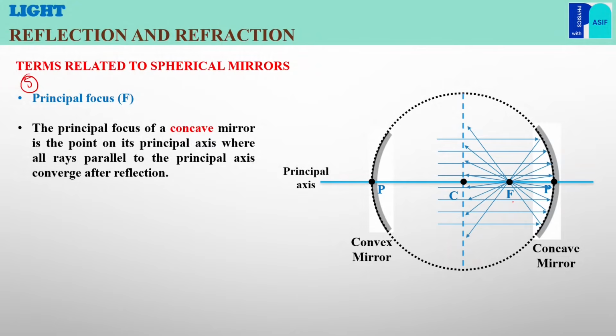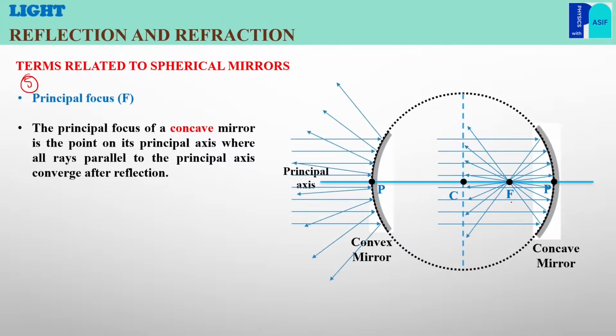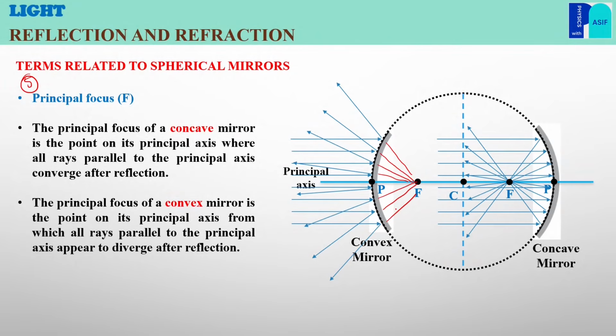Now in the case of a convex mirror, consider the same set of rays parallel to the principal axis. After reflection, they go in different directions, and they appear to be coming from a point on the principal axis. That is, if you extend all these rays in the backward direction, they appear to be coming from the same point. This point is the principal focus of the given convex mirror, and it is represented by the capital F. So how do we define it? The principal focus of a convex mirror is the point on the principal axis from which all the rays parallel to the principal axis appear to diverge after reflection.